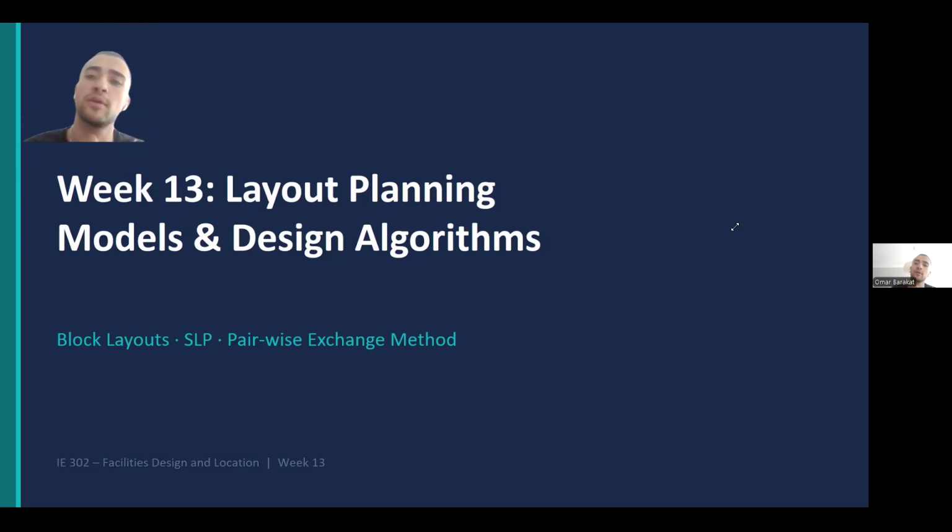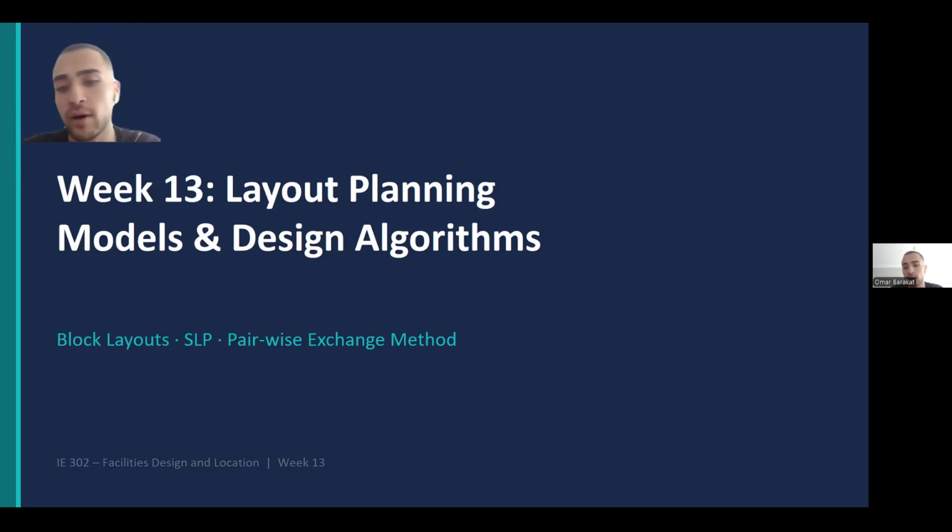You've done the from-to chart. You have the relationship chart. You've calculated your scrap rates, sized your machines, and formed the manufacturing cells. Now comes the question that all of that work was building toward. Where exactly do you put everything? That's what layout planning is, and it's not intuitive.